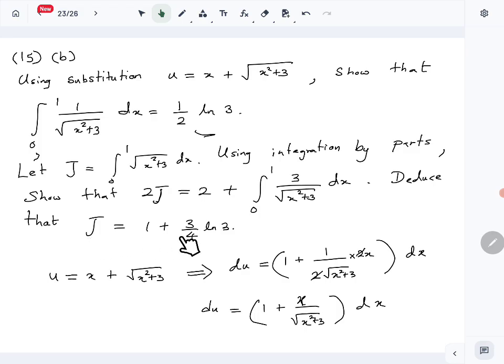Then deduce the value of j. Right. Okay. We can use our first result. This integral is what? Half ln 3. So then this integral becomes what? You take the 3 out. So then 3 over 2 ln 3. This part is just going to be 3 over 2 ln 3, right?